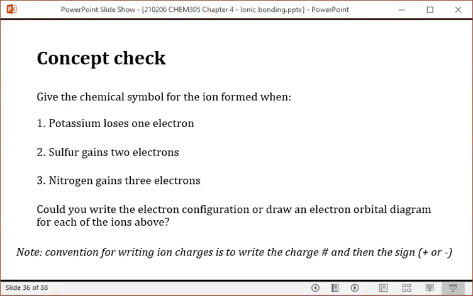So concept check. Give the chemical symbol for the ion form when each of the following happens. So when potassium loses 1 electron, the symbol for potassium is K. And if it loses 1 electron, that means its ion is going to have a charge of 1+ because it lost 1 electron.